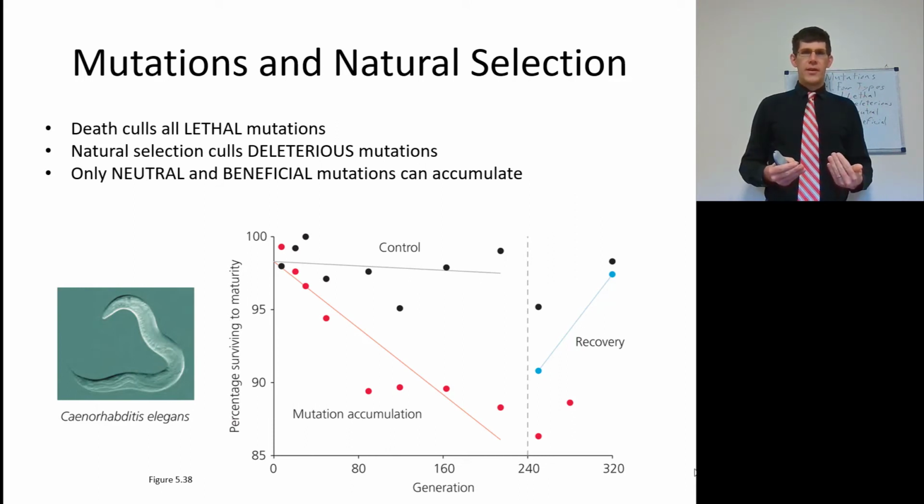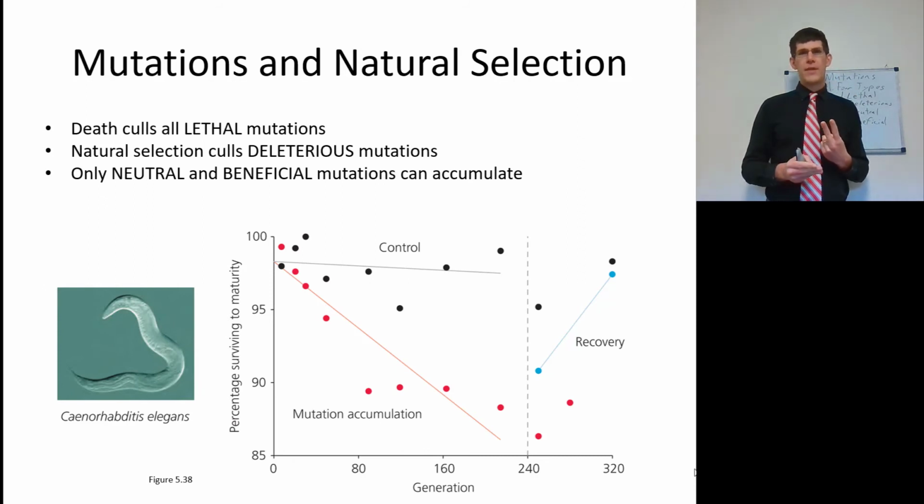What happens here is that death is going to cull all lethal mutations. You don't see them. That's not part of our story here. Lethal mutations are gone. And there are 3 types of mutations now. There's deleterious, neutral, or beneficial. Most mutations are going to be deleterious. Okay, but natural selection gets rid of those.